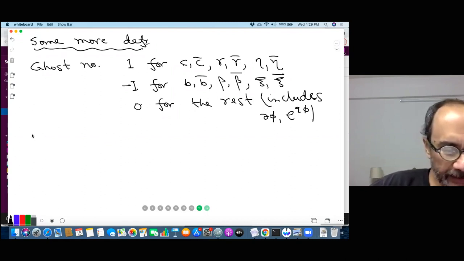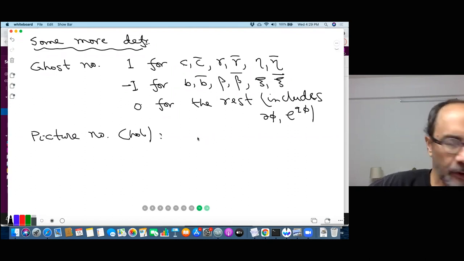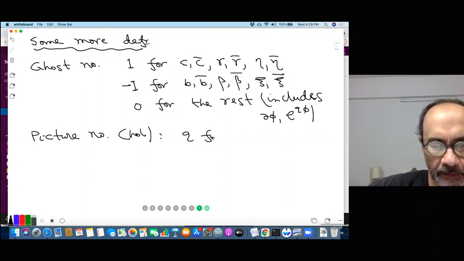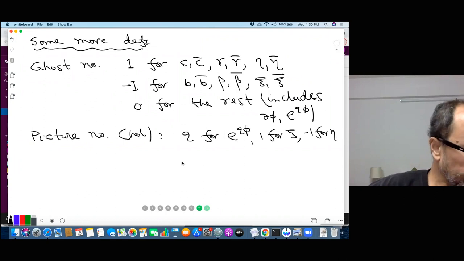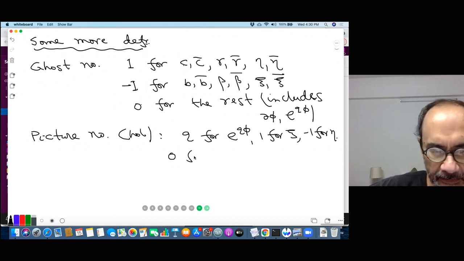Then I'll introduce picture number. Here I'll write separately for holomorphic and anti-holomorphic. So it's q for e to the q phi, 1 for xi, and -1 for eta, and 0 for the rest. These will become important later. Right now, it's just a definition.